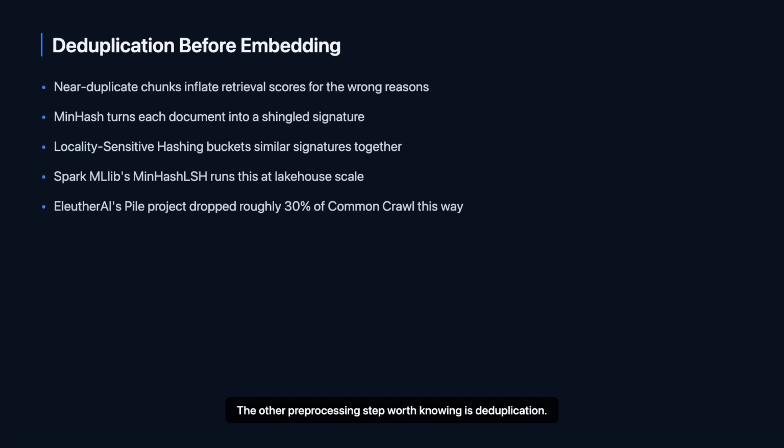The other pre-processing step worth knowing is deduplication. Near duplicate chunks are poison to retrieval. They inflate scores for the wrong reasons and they bias the model's context. The standard approach is min-hash plus locality-sensitive hashing.